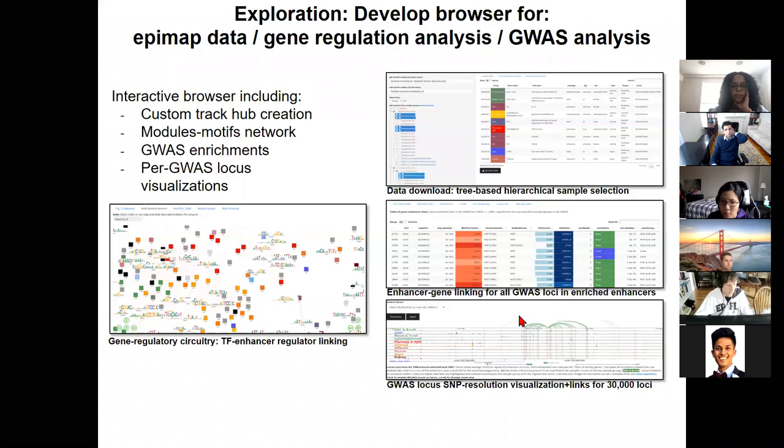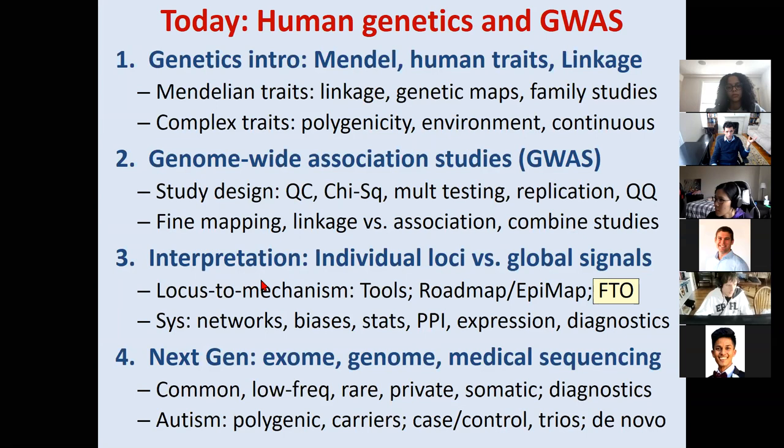So we've built a lot of resources for systematically annotating GWAS and exploring these associations. We've developed a browser for going through these links, going through these loci, going through these visualizations of target genes. And I really encourage you guys to just go and explore that. And it's going to be very helpful for your projects.